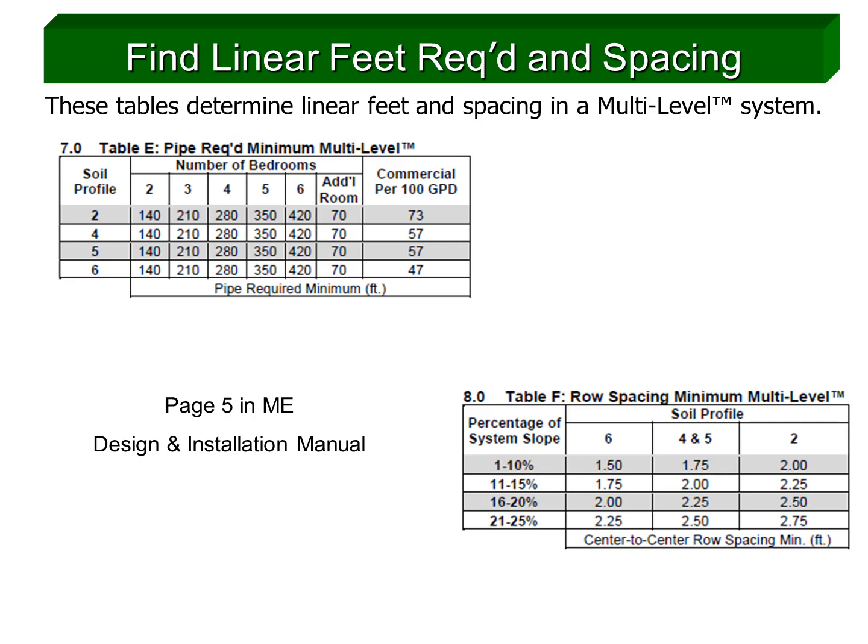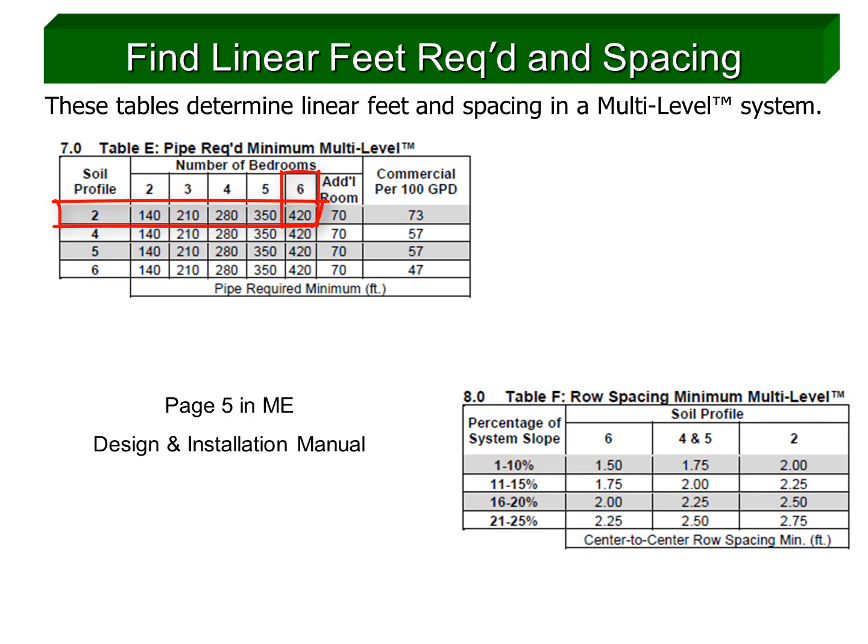In the same way we determined the pipe requirement for single-level systems, find the design loading across the top of MultiLevel Table E on page 5 in the Design and Installation Manual, and follow that column down until you're adjacent to the soil profile, which is 2 in our example, and we can see that we'll need a minimum of 420 feet of enviroseptic pipe for our 6-bedroom loading.